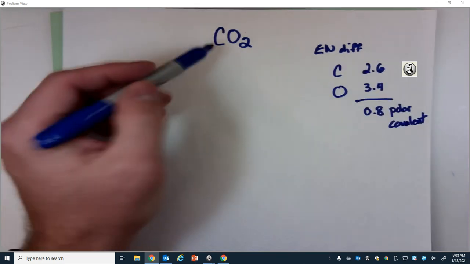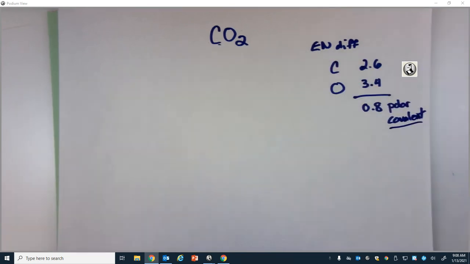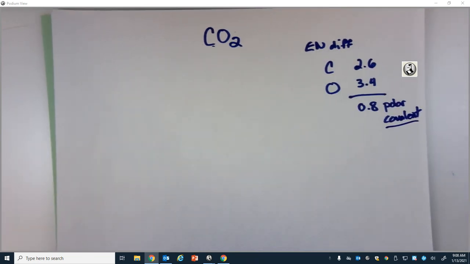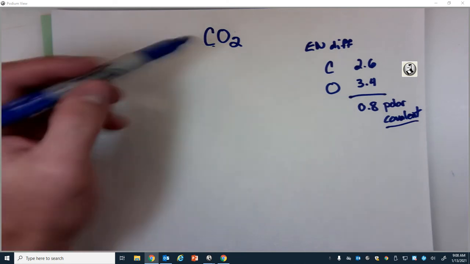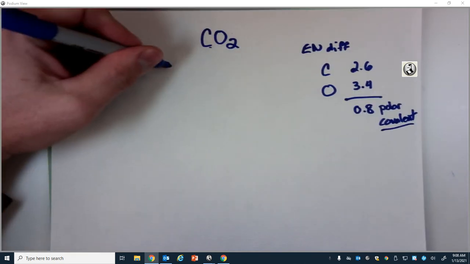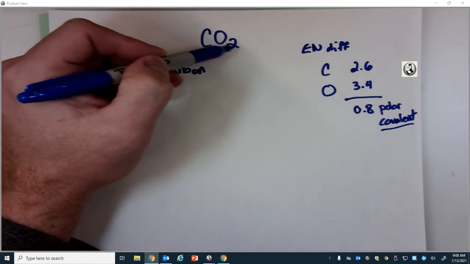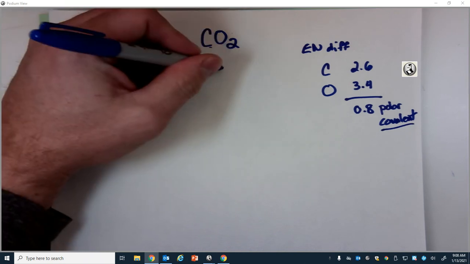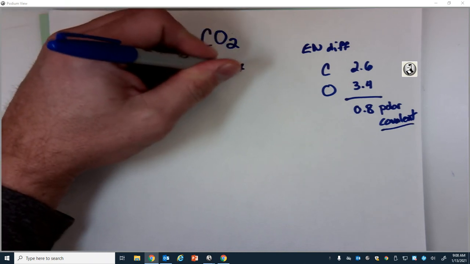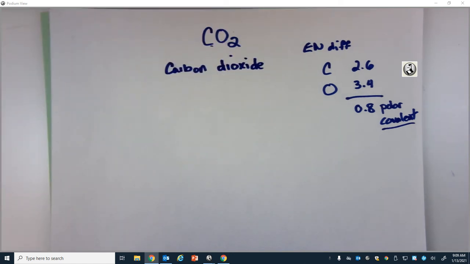So now we got to name this as a covalent compound. Remember covalent compounds? Normally, if it was ionic, we would call it carbon dioxide. All right, but because it's a covalent, we have to use prefixes for the number of atoms. So you've got 1 carbon, which because it's the first one, we don't use the prefix mono. So we just write carbon. And then we have to write the number of oxygens we have. We have 2 oxygens. The prefix for 2 is di. So carbon dioxide, which I think many people are familiar with.